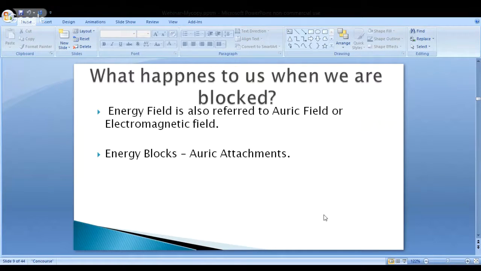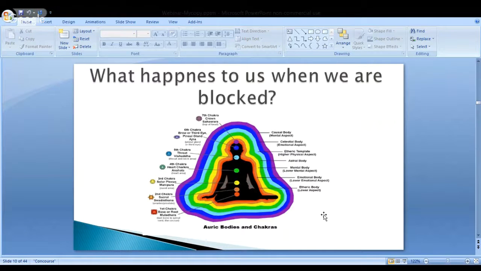Okay, then, so what happens when we're blocked? Now, if you think of yourself, if everything is now energy, if you look at this diagram at the moment, if you think of yourself as a body and that's energy, you have all these auric fields around you. Okay, there's the etheric field, the emotional field, the mental, the astral, the etheric, the celestial, and the causal body as well. They're all different auric bodies around.